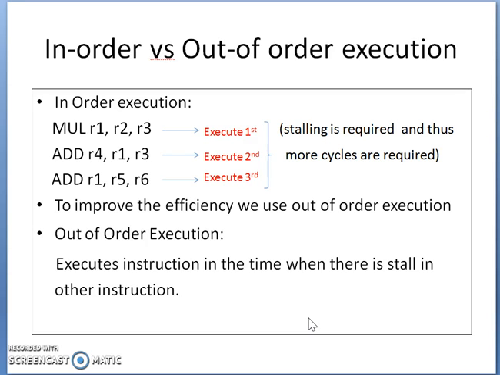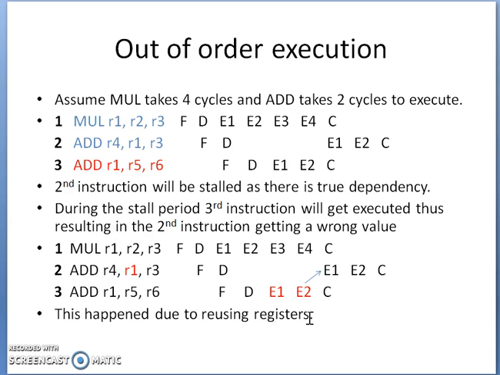To improve the efficiency, we opt for out of order execution. This allows us to execute independent instructions while other instructions are still being executed. In this case, if we look at the add R1, R5, R6 instruction, it is completely independent from the other two instructions, and we can execute this instruction while the other two instructions are currently being executed. This approach improves our efficiency as well as our throughput.